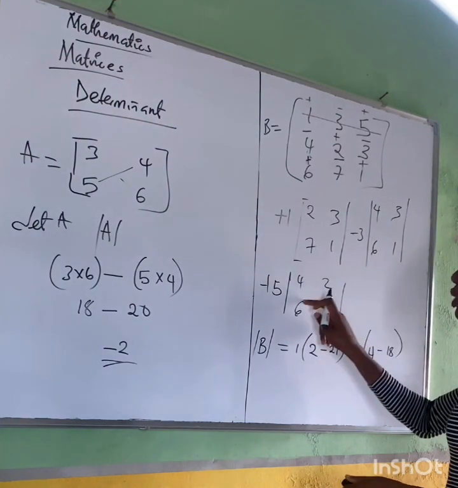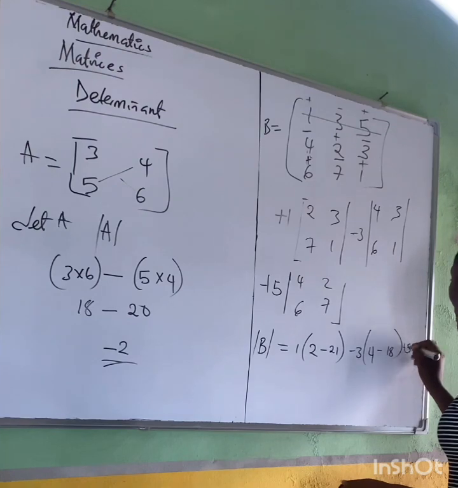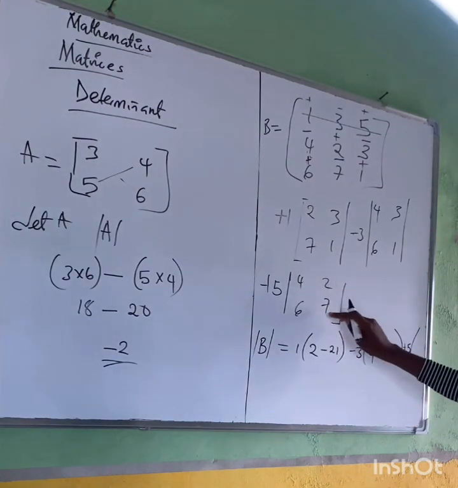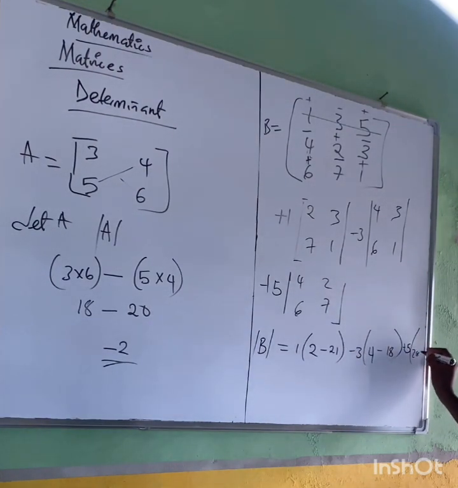And then lastly, we have plus 5, all right? Open our bracket. 4 times 7 is 28. Then we have minus 2 times 6, which is what? 12. We have 12, all right?